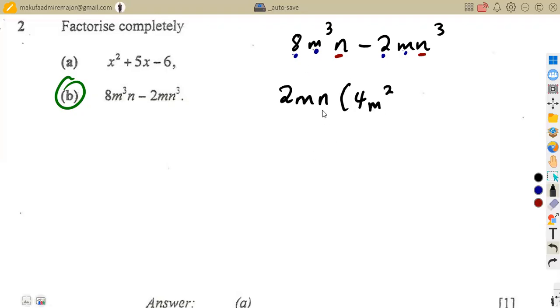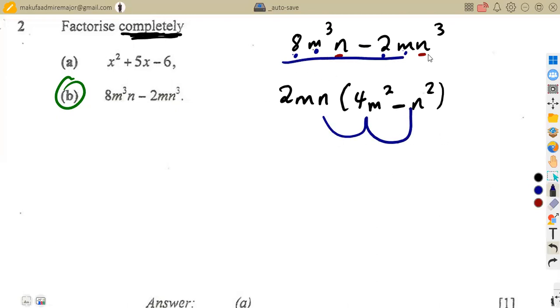n and n, these 2 will cancel. We've got a -2 and 2 will cancel. m and m will cancel. n into n to the exponent of 3, we are going to remain with the 2 of them. We are factorized, but take note, it's factorizing completely. It's not the idea that whatever you get here, if you multiply back, you must get this term as it was. No. The idea is to factorize completely.